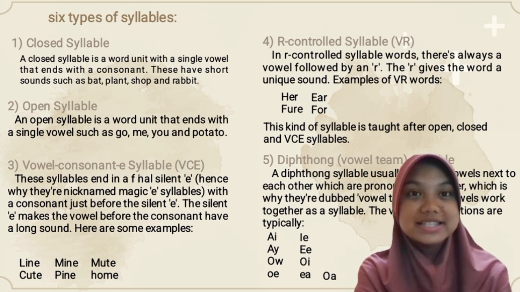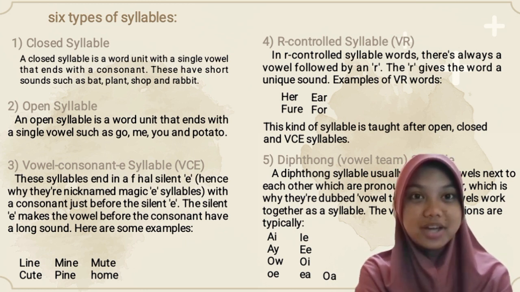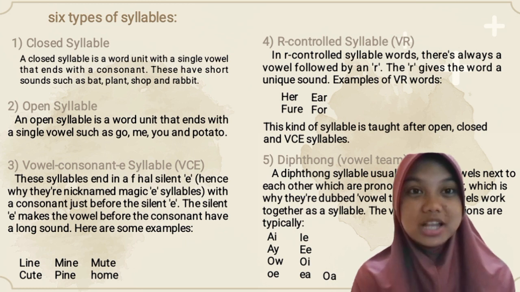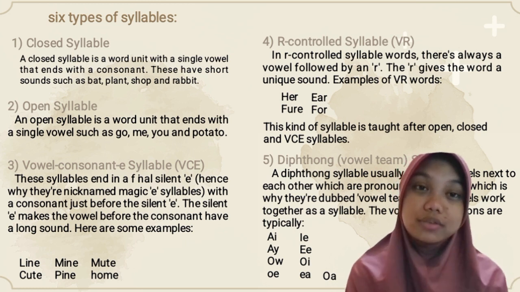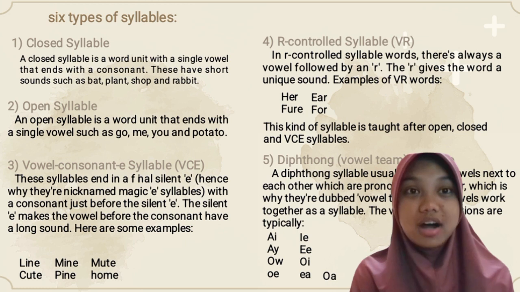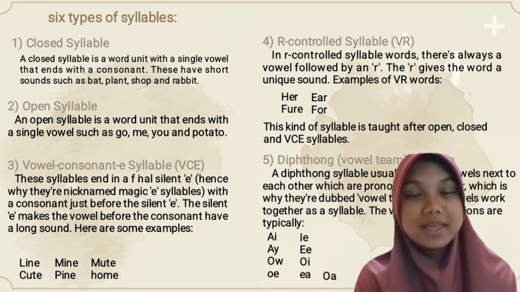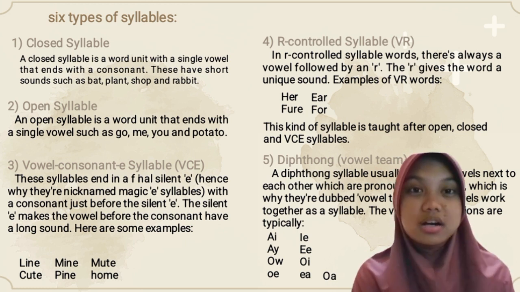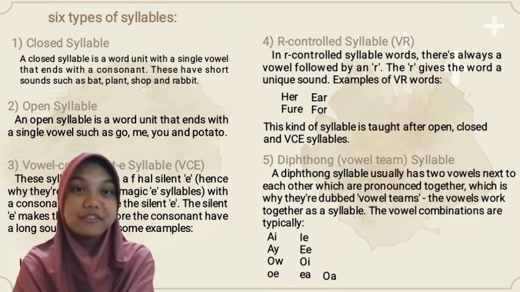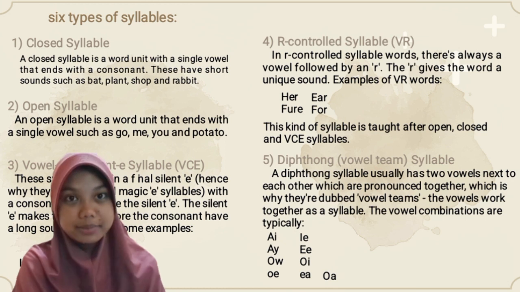Number 4 is R-controlled syllable or VR. In R-controlled syllable words, there's always a vowel followed by an R. The R gives the word a unique sound. Examples of VR words: her, for, air, and for. This kind of syllable is taught after open, closed, and VCE syllables.